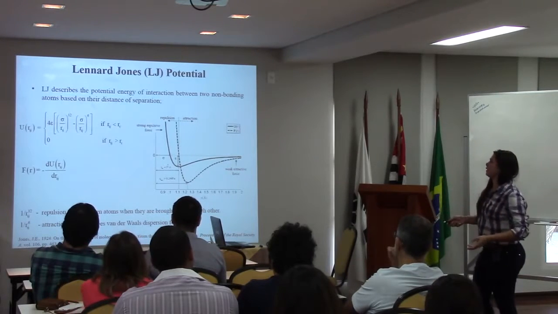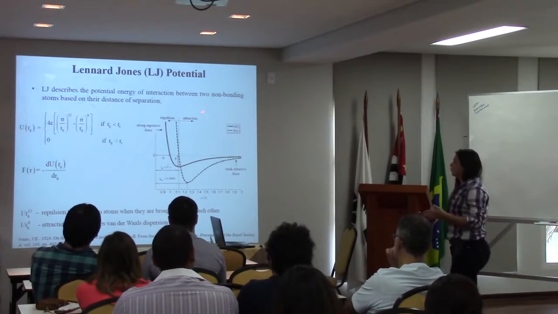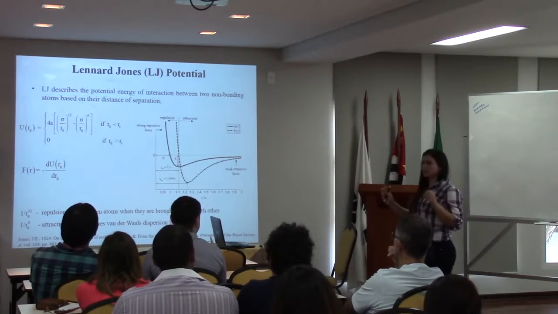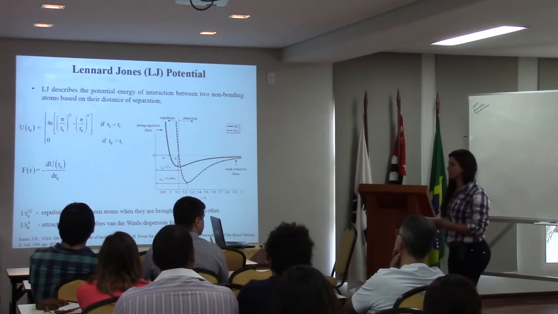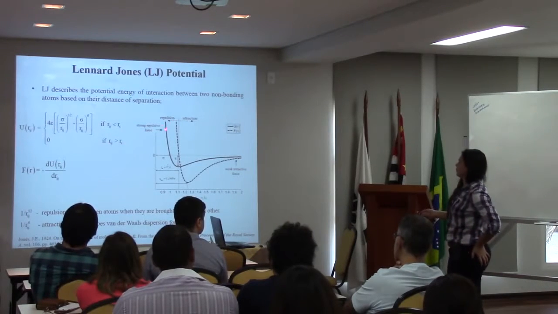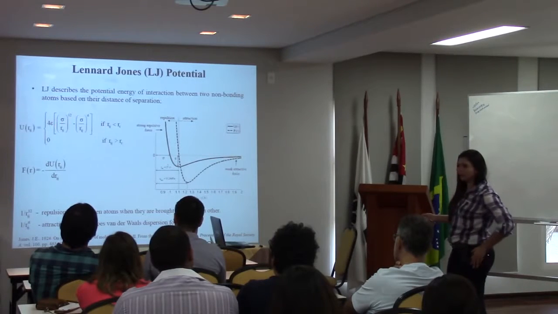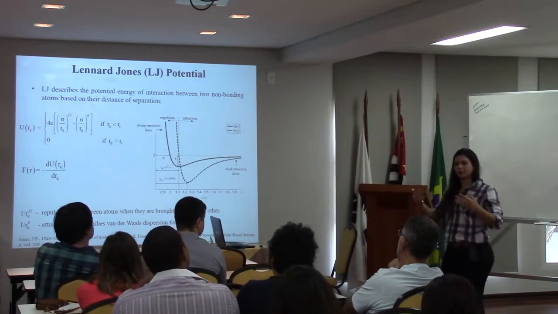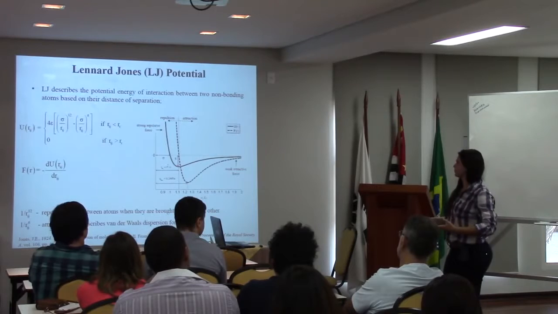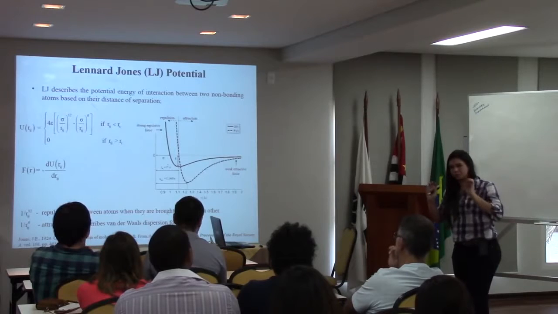As other speakers said, the Lennard-Jones potential describes the potential energy of interaction between two non-bonding atoms based on their distance of separation. We can see the energy expression for this potential, and also the potential energy curve in this graph. In this curve, you can identify the two parameters in the equation, and you give these values based on the kind of atoms we are working with. In this position, we have the equilibrium position between two atoms.